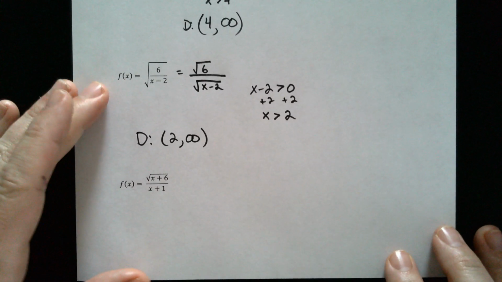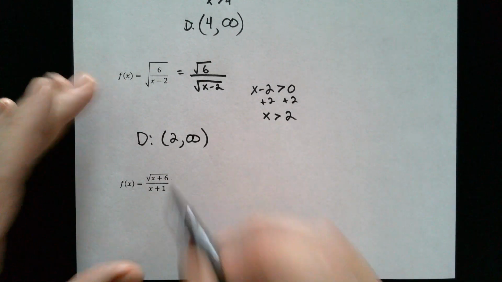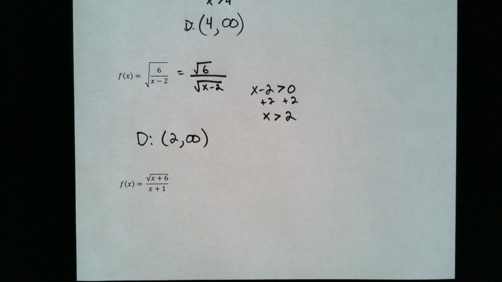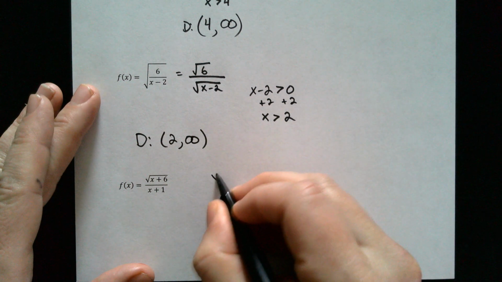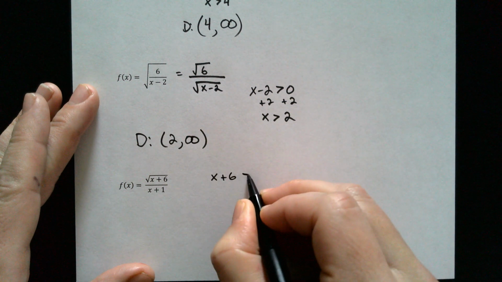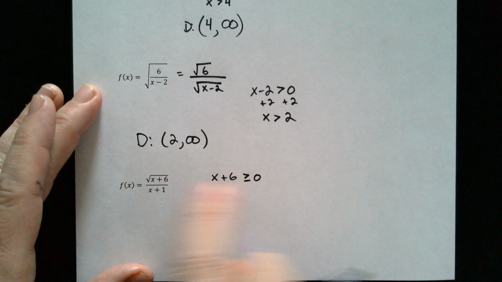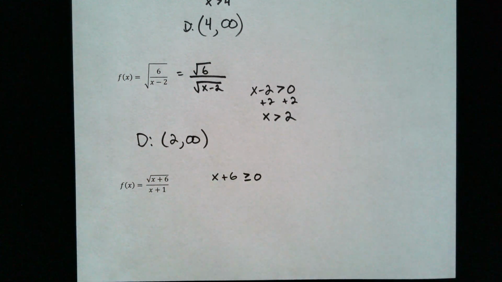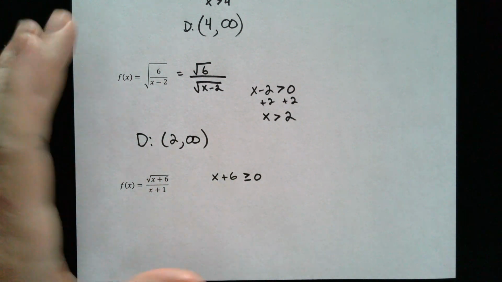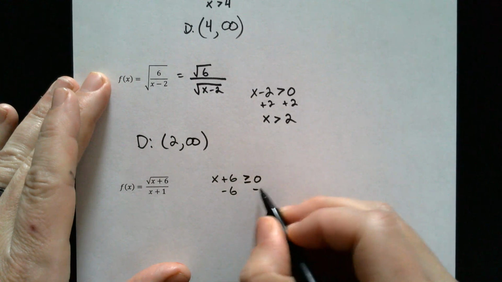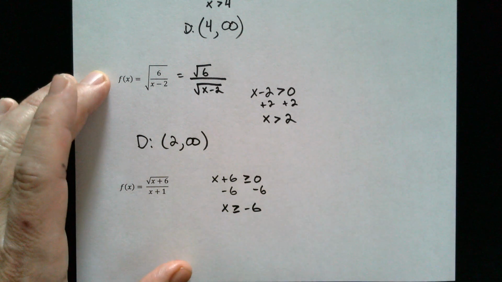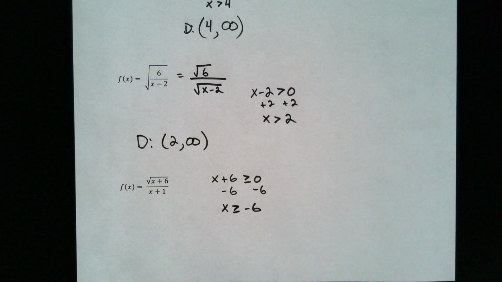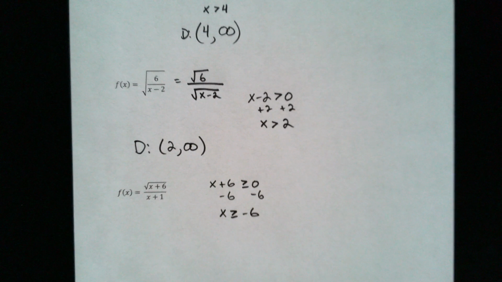Okay, let's look at this third one. Now we do have a square root on the top here. With a square root on the top, you need to set what's inside greater than or equal to 0. So x plus 6 is greater than or equal to 0, because it's okay for the numerator to have a 0 in it. It's just not okay for the denominator to have a 0 in it. So we subtract the 6 from both sides, and we get x is greater than or equal to negative 6. That takes care of the top, but now we have to look at the bottom, and we see that we have x plus 1 down there.